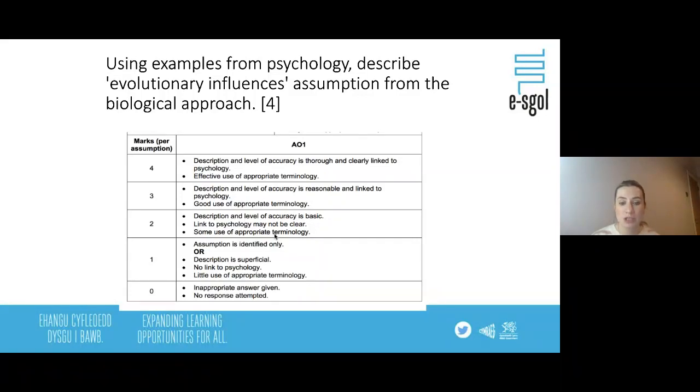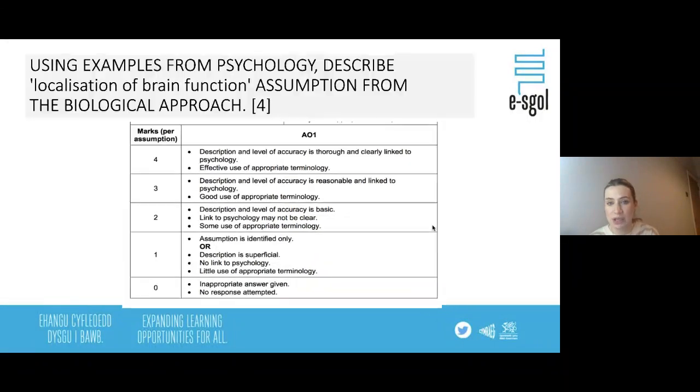Some use of appropriate terminology. Okay, so maybe you've spoken about evolution. Good use of appropriate terminology: evolution and natural selection, where a species changes and adapts to its environment over time. You're defining those terms. Effective use of terminology, for example, the use of altruistic behaviour. Altruistic behaviour is known as a selfless good deed where parents risk their lives to save their offspring. That is a descriptive answer that is thorough, that is linked to psychology, and you've got terminology in there.